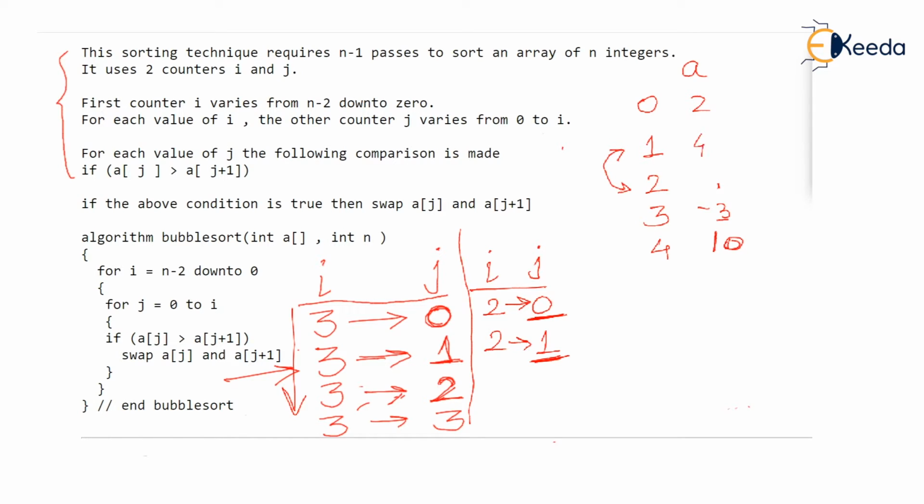Now what next? We will keep I as 2, but we will make j as 2. J increases, isn't it? And as j is 2, we will be comparing A2 with A3, AJ with AJ plus 1. So when we compare A2 with A3, 5 greater than minus 3 is true. So minus 3 and 5 will get swapped.